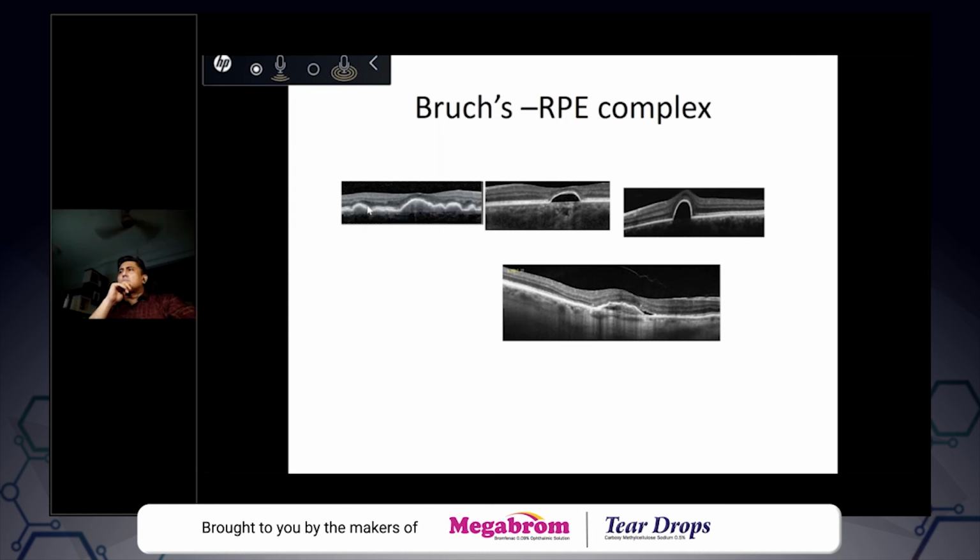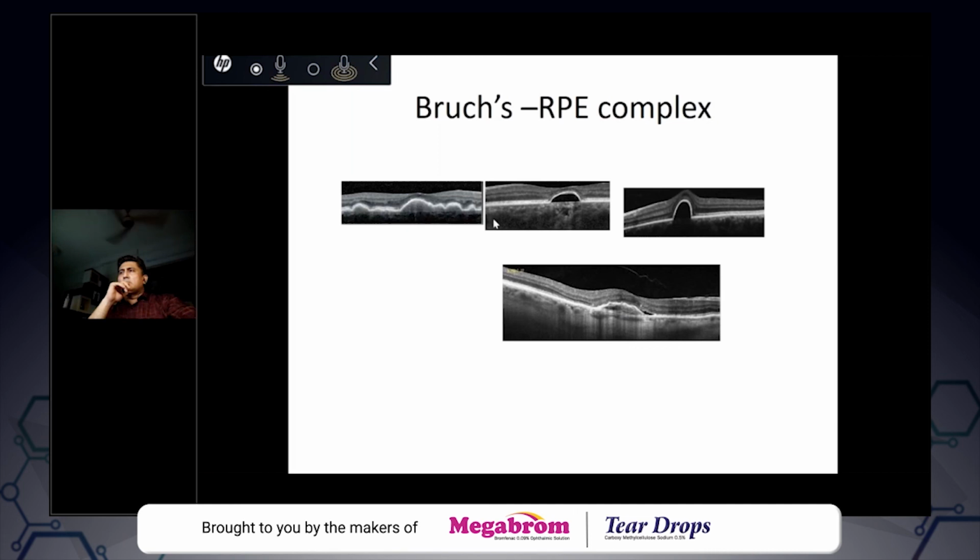So these are the lesions in the Bruch's. These are common lesions, Bruch's complex, Bruch's RPE complex or PEDs. This is a drusenoid PED, this is a serous PED, hemorrhagic PED, and this is a fibrovascular PED. How do you differentiate this? You can see the bumpy RPE, you can see hyperreflectivity beneath this.